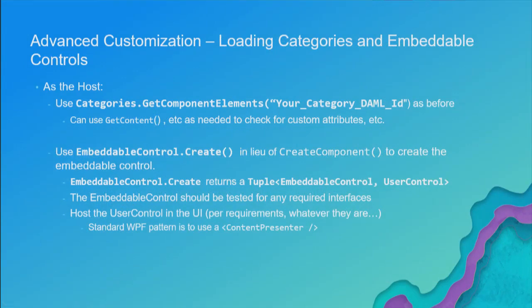In the host get component elements, that's the same. This is the difference. We'll see it in the little code example. I use embeddable control.create, not create component. An embeddable control create gives me 2 things. It's got to give me the view model and the view. The embeddable control and the user control. That's why it's a tuple. And then I'm going to check the embeddable control for any required interfaces.